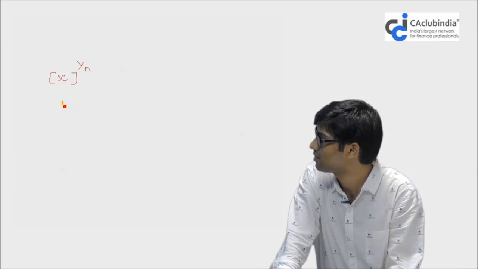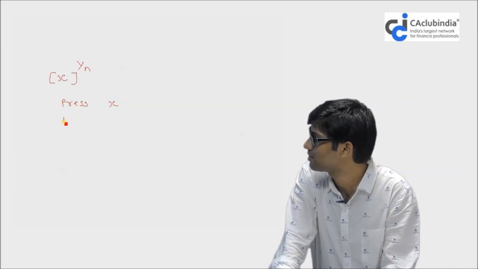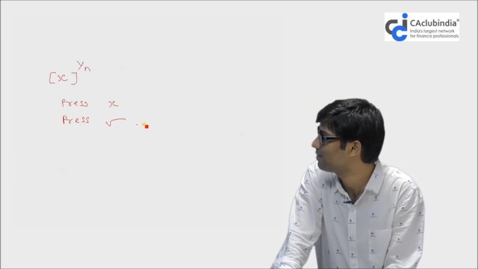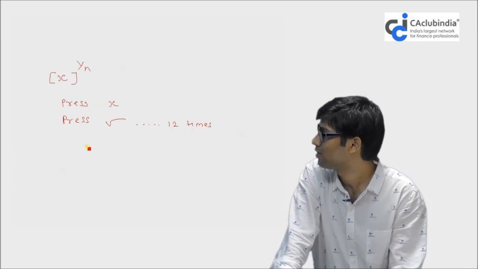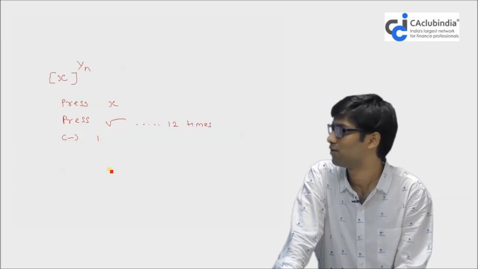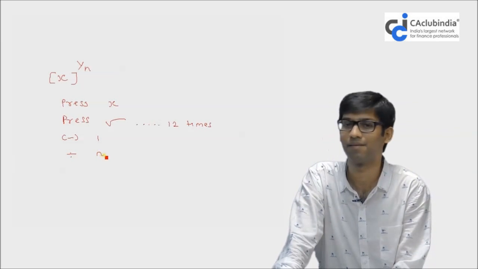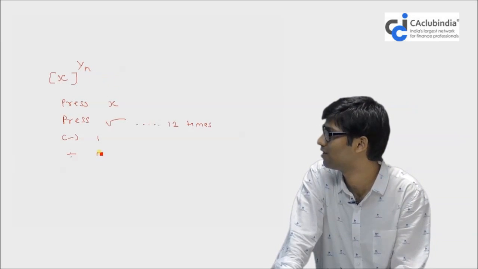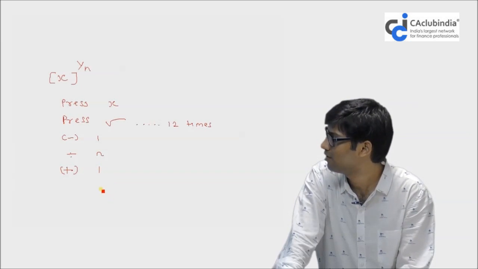We need to press x on our calculator. After that, we need to press the root sign given on our calculator 12 times. Once this is done, you have to subtract 1 from that. You will get a number. You have to divide that number by n. Sir, n over here in our example was 3. So you will divide it by 3. Then you will add back 1 to that. Then you will get a number.